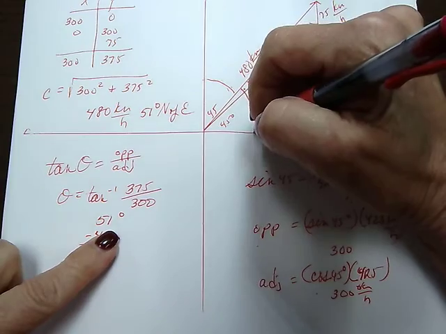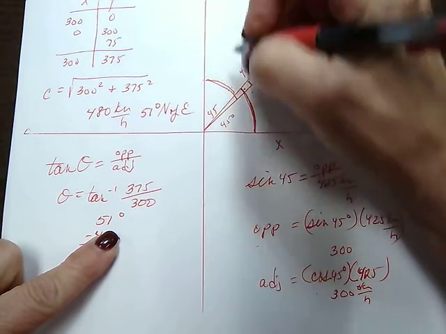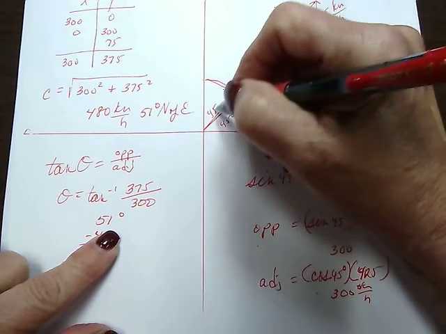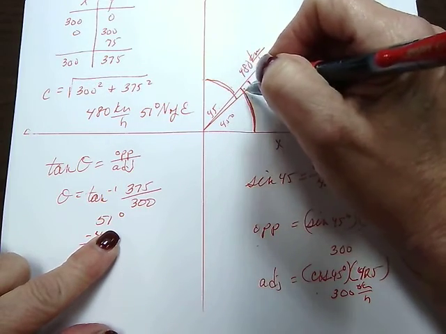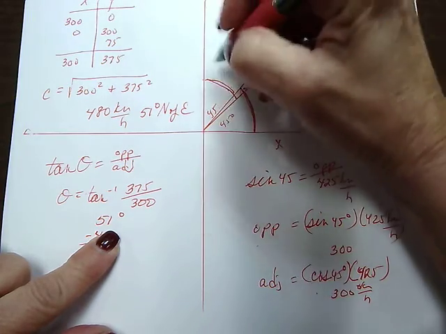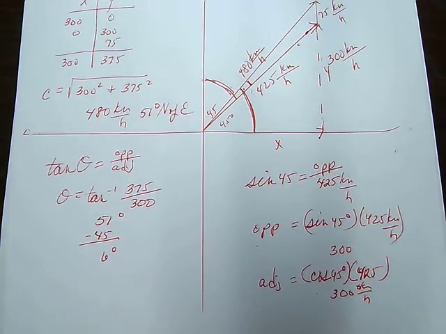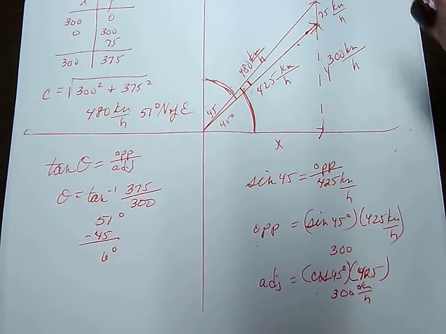Because I either need this whole angle or I need this angle. I could say 45 minus 6, and it would be 39, this angle right here, 39 degrees east of north. Okay?